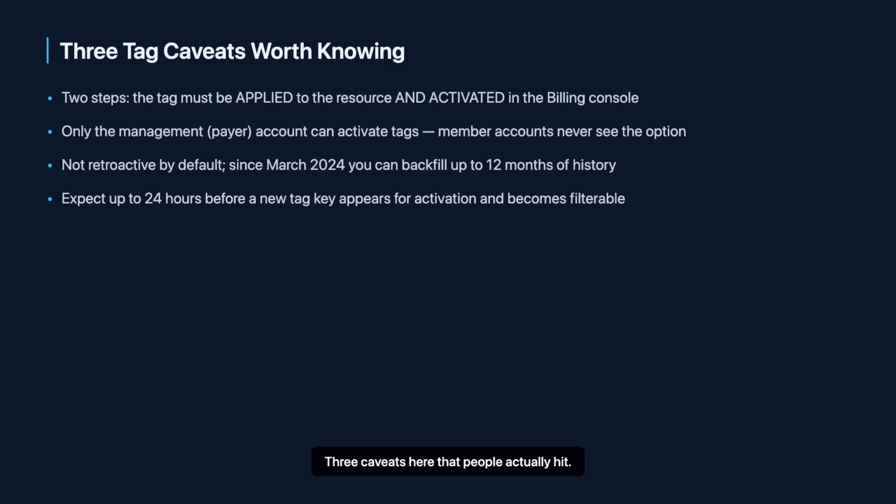Three caveats here that people actually hit. First, it's always two steps. The tag must be applied to the resource and activated in the billing console. Second, only the management or payer account can activate tags. If you're in a member account wondering where the activation option is, that's why you'll never see it. Third, tags aren't retroactive by default, so spend from before activation shows as untagged. Since March 2024, though, you can submit a backfill request to apply tags to up to 12 months of past usage.